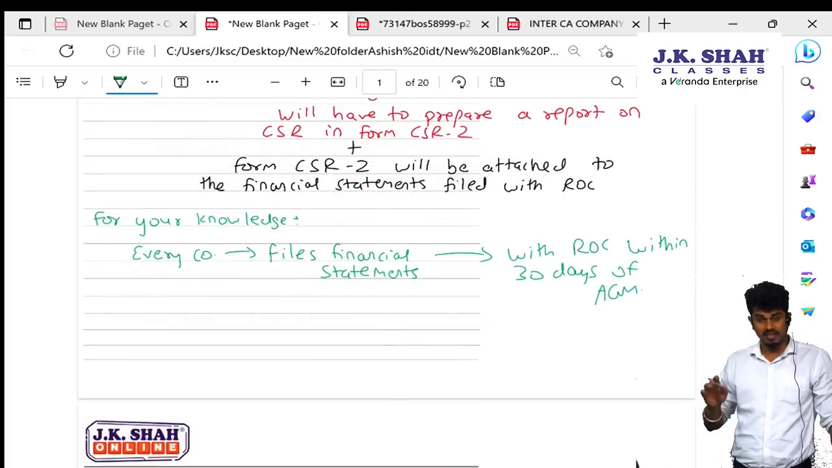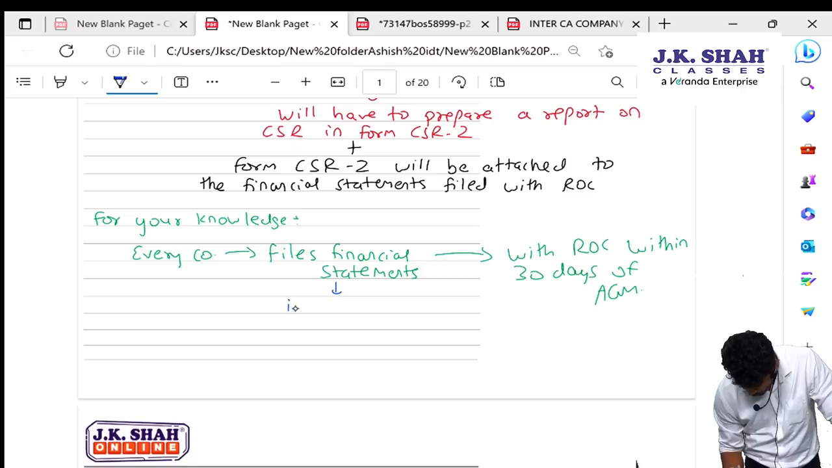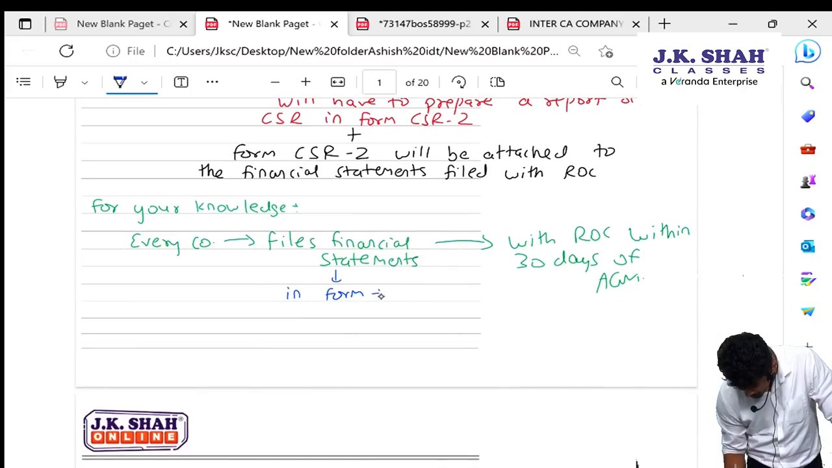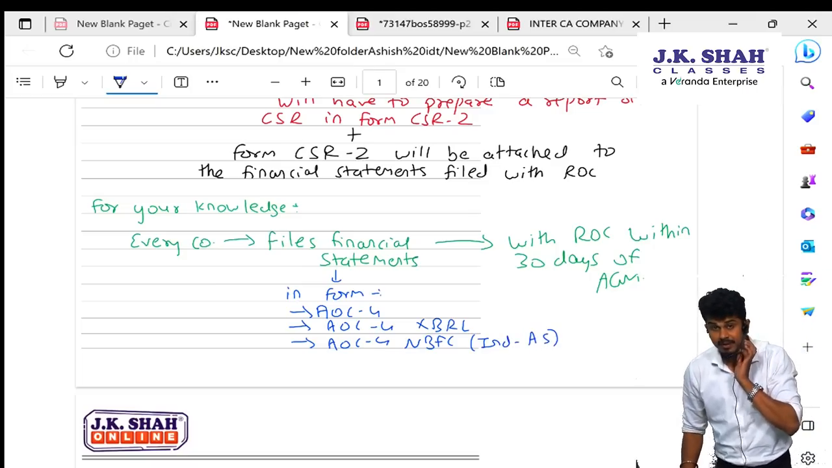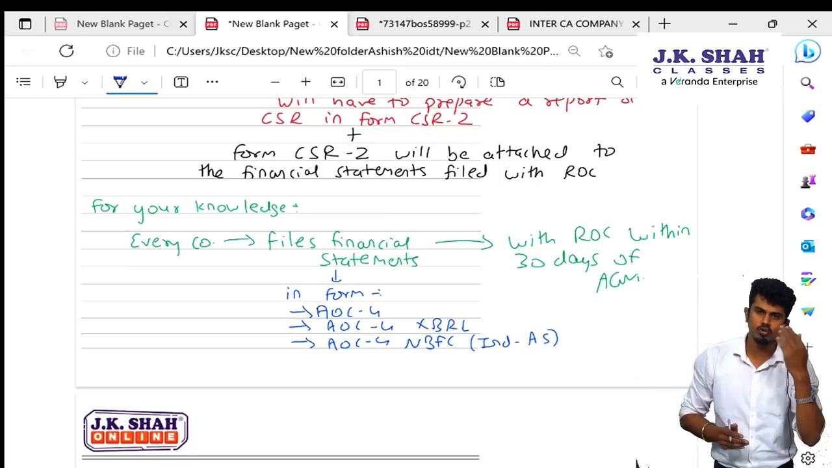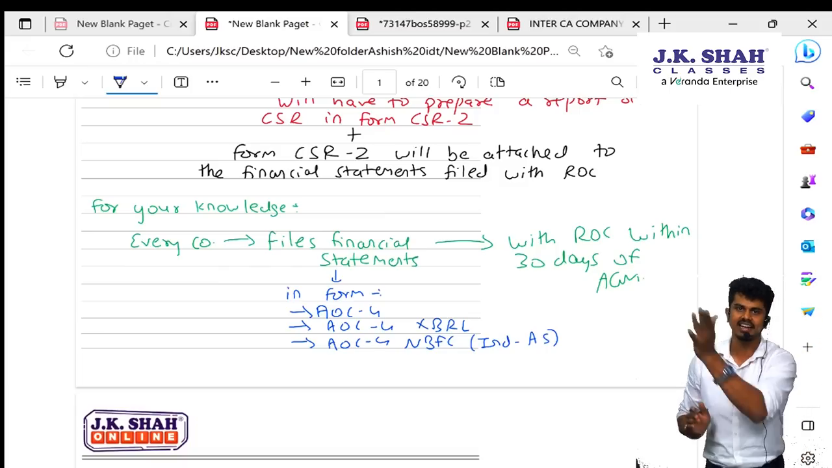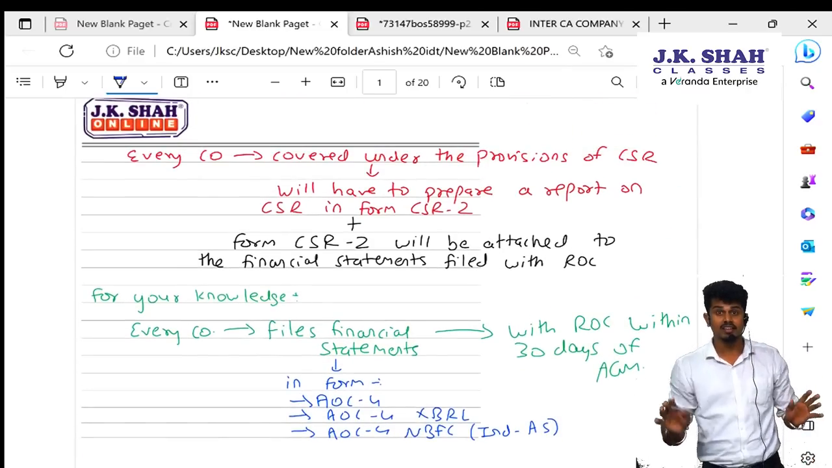This is the basic provision, with ROC within 30 days of AGM, and financial statement is filed in form AOC 4 for normal companies. For certain companies it is AOC 4 XBRL, and for NBFC it is AOC 4 NBFC Ind AS. Which means every company will attach CSR 2 in AOC 4 or AOC 4 XBRL or AOC 4 NBFC Ind AS. Simple, easy, done. Now, everything is clear till now.